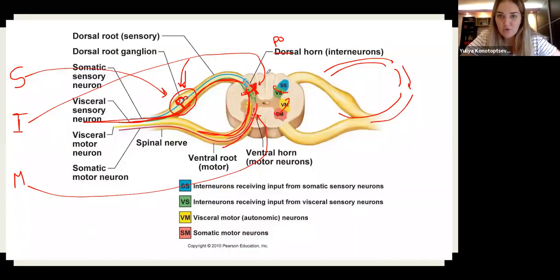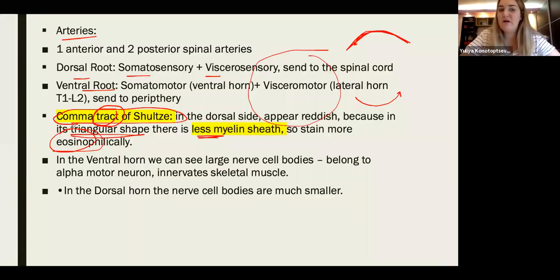Where is comma tract of Schulze? It's here. Okay, so we will see it exactly like this. It's a triangularly shaped red area. The function of comma tract of Schulze, we will talk about in a second. I just want to introduce it right now.